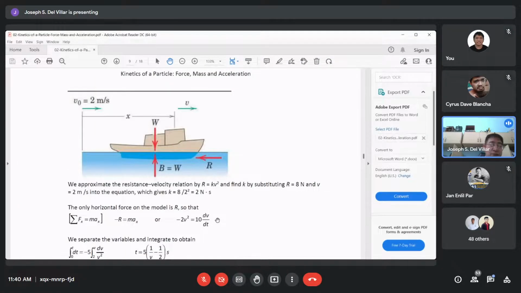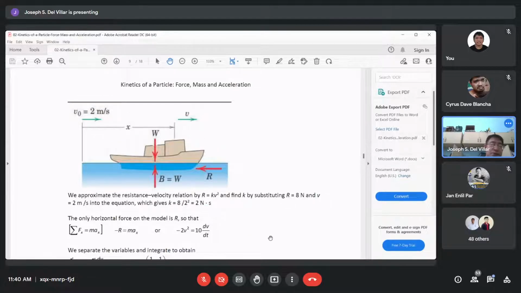Okay, so this is the drawing. Most probably this is the illustration. So the boat has a weight W, and the reason the boat does not sink is that the water offers a buoyant force. So there is a buoyant force which is equal to the weight. That is the principle.